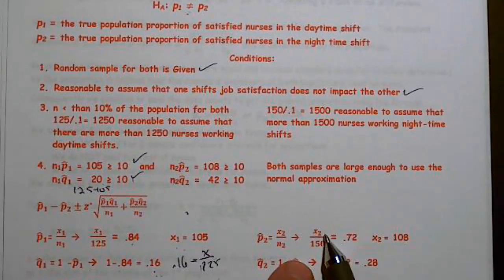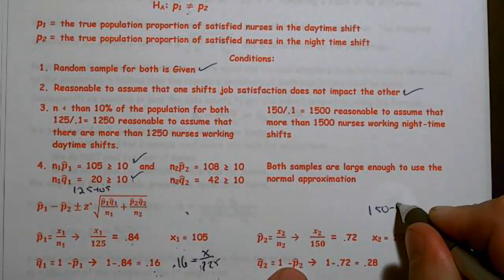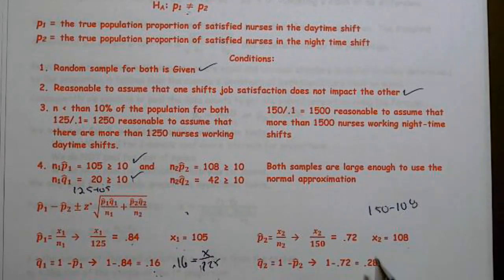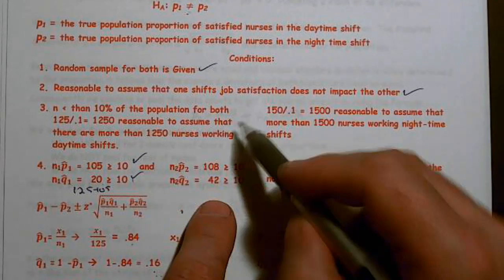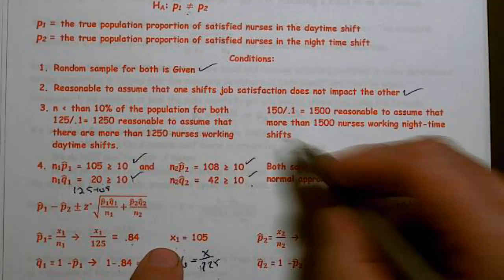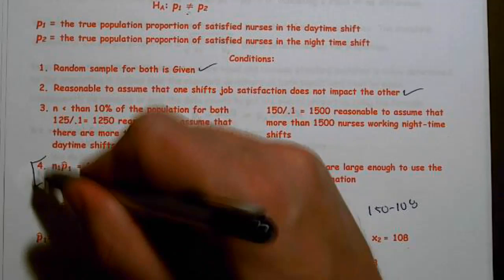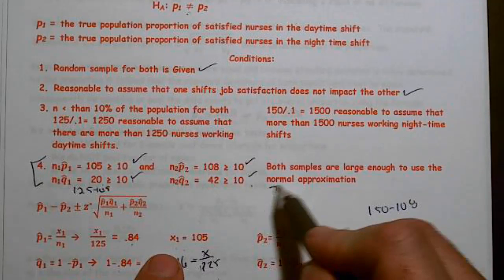So x2 over 150 equals 0.72, and that's 108. And then if I take 150 minus 108, I end up getting 42. And so we have 42 that are dissatisfied at the night shift. Again, all four conditions must be met to meet our normality. This represents normality. So both samples are large enough to use the normal approximation.